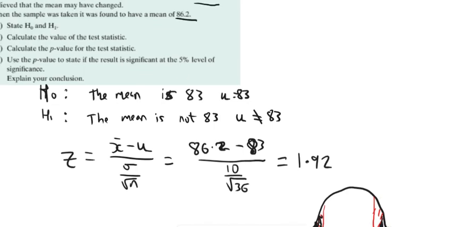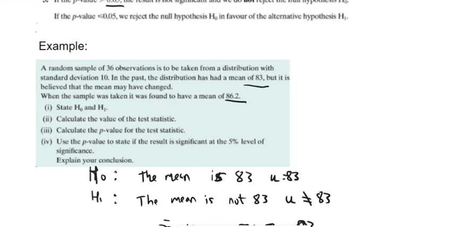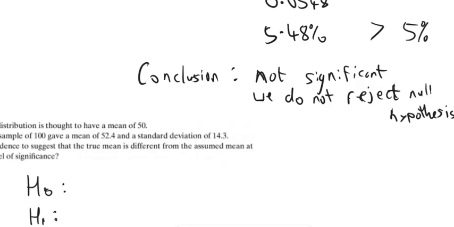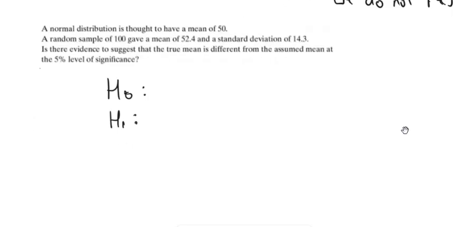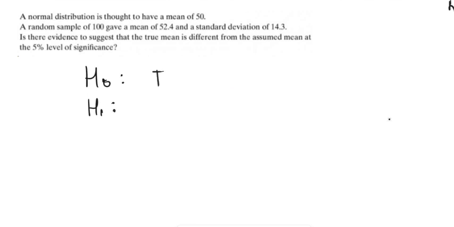Next one. A normal distribution is thought to have a mean of 50. A random sample of 100 gave a mean of 52.4 and a standard deviation of 14.8. Let's do our null and alternative hypotheses first. Our null is whatever it was in the past, so the mean is 50. And then the alternative is that the mean is not 50.